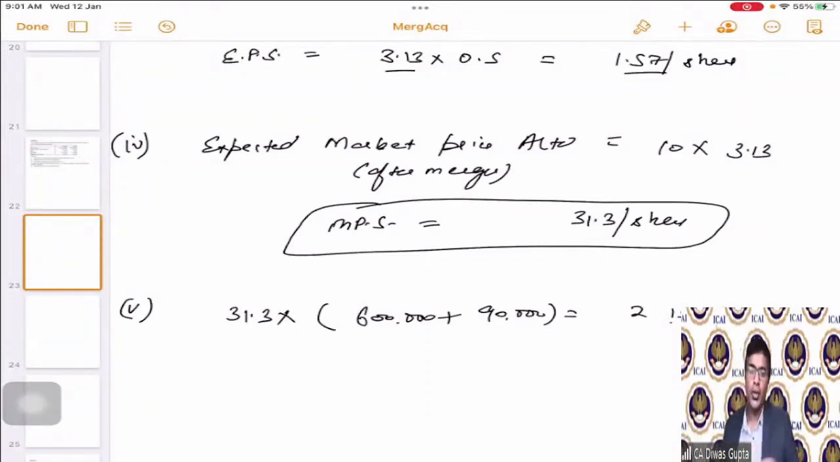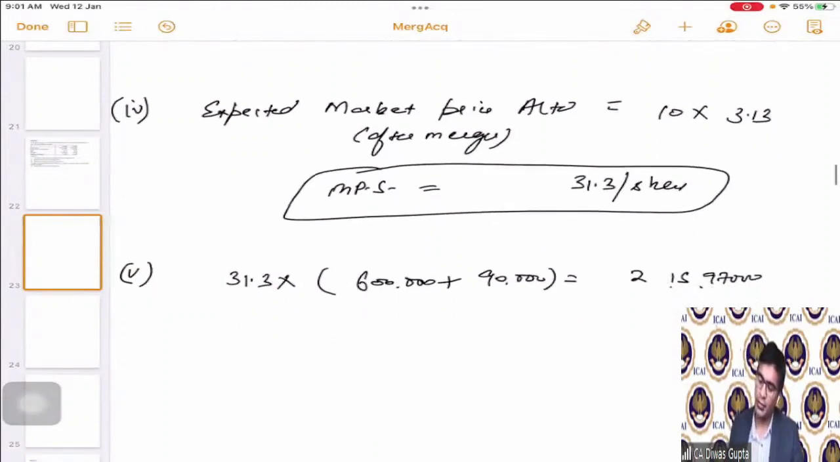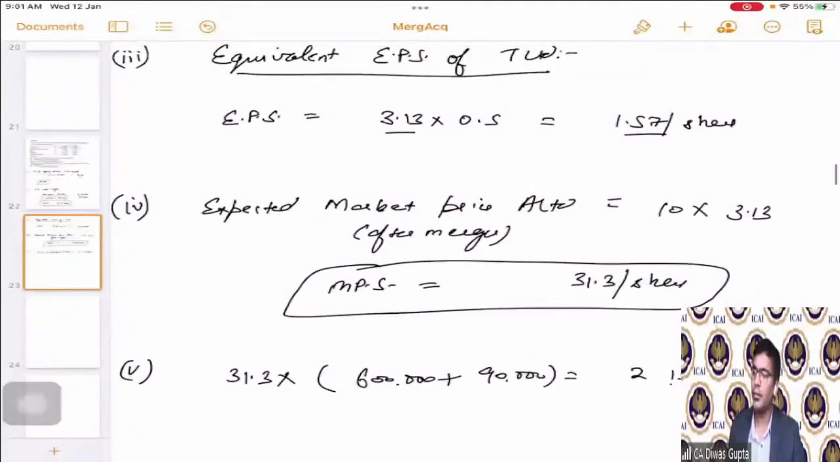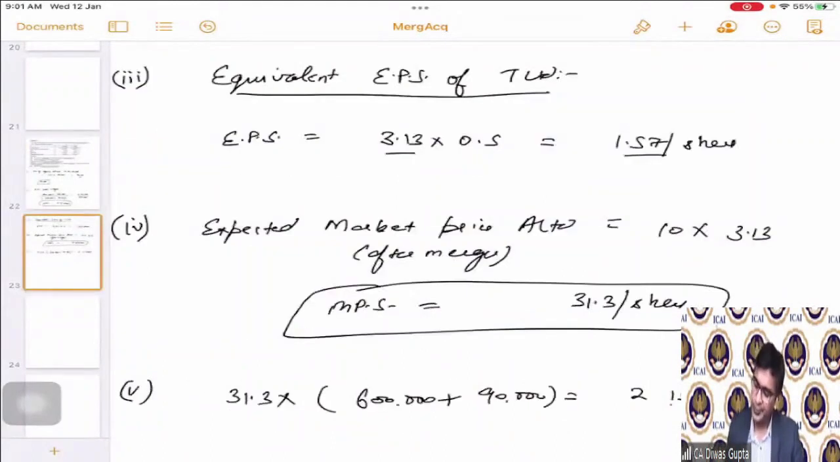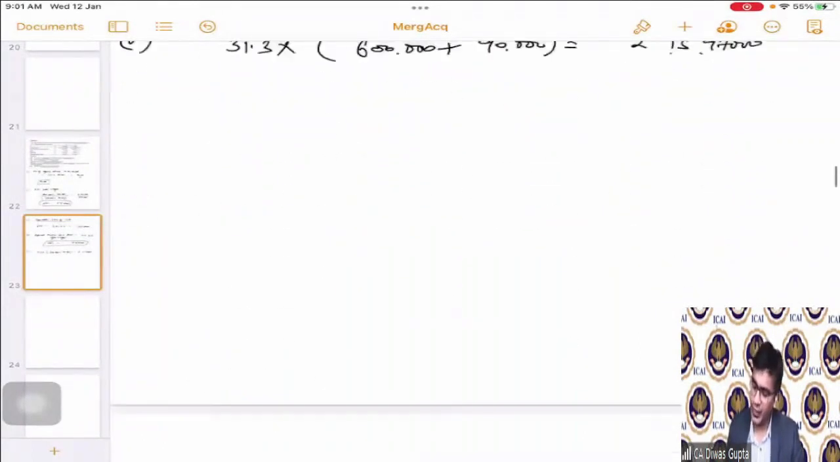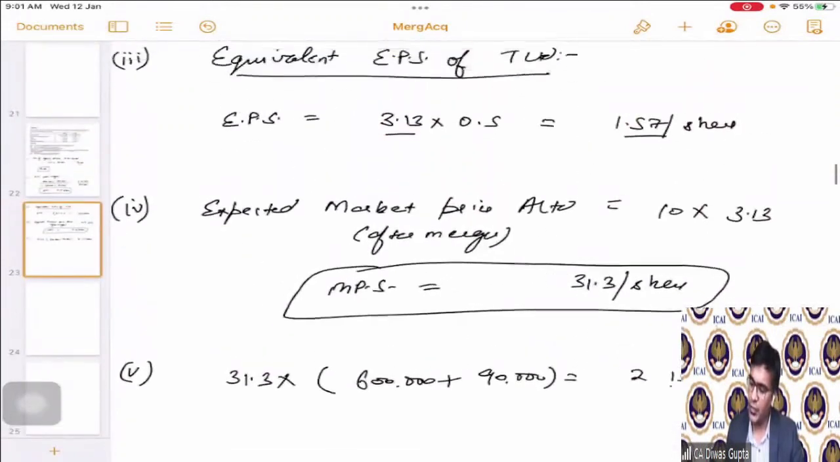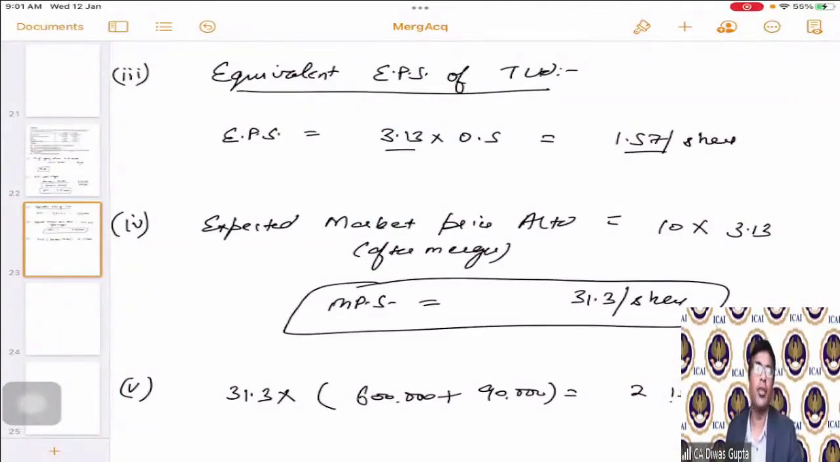Okay, students. So 2,15,97,000 is the total market value of the merged firm. Question number 5 done. Now let's come to the next question. Okay, let me give 1 more minute for all of you to note it down. Then we will move to the next question.